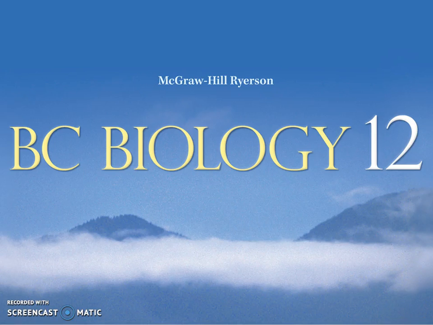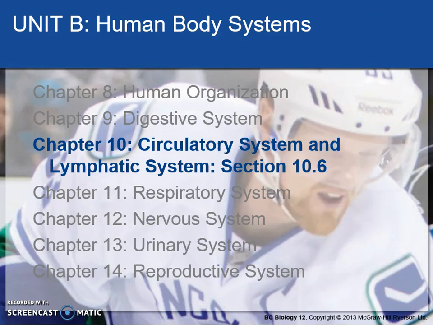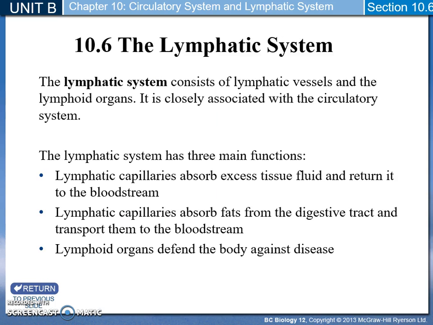This video is going to look at section 10.6, which is on the lymphatic system. And the lymphatic system is one of these systems that we don't pay a whole lot of attention to, but it's also extremely important for a number of reasons. The lymphatic system consists of lymphatic vessels and the lymphoid organs, and it's closely associated with the circulatory system. So the lymphatic system has three main functions.